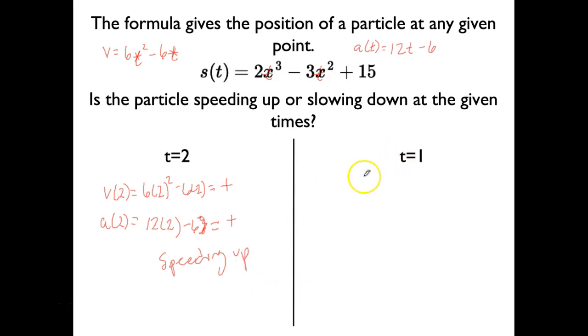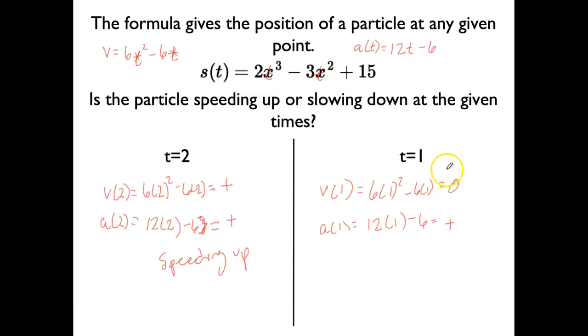Okay, let's check it at 1. So I'm going to check my velocity at 1 and my acceleration at 1. My velocity at 1, it's going to be 6 times 1 squared minus 6 times 1, and that's going to give me 0, right? And the acceleration at 1, 12 times 1 minus 6. Okay, that's going to give me a positive number.